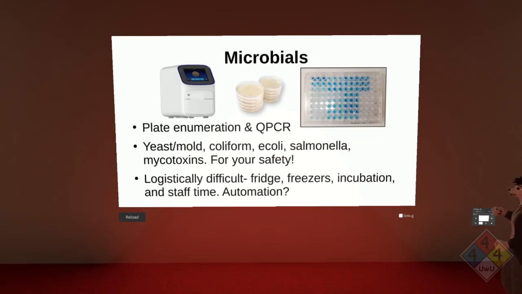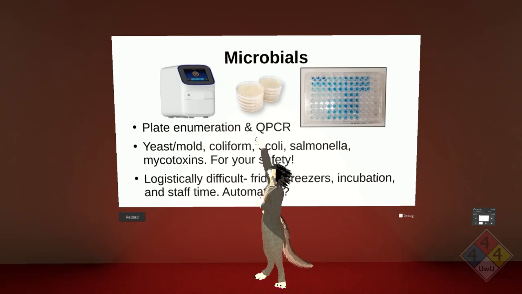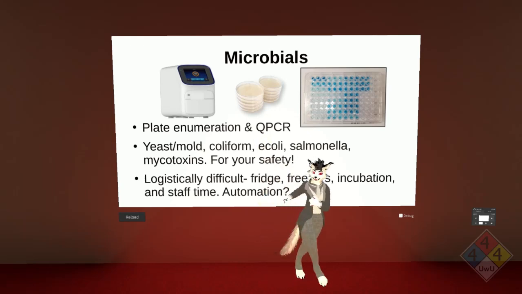All right, microbials. So I'm a biochemist, so I do have a bit of background in this, and I did spend some time here. But this is probably one of the less glamorous parts of cannabis testing, which, I'm going to be honest, is not a very glamorous field to work in to begin with. So we have plate enumerations and quantitative qPCR. The plate enumeration is the plates in the middle. This is the old school kind of stuff, right?